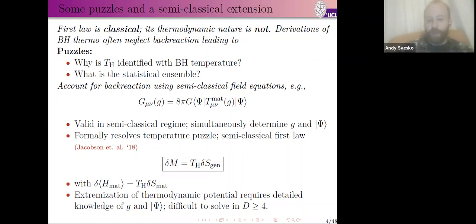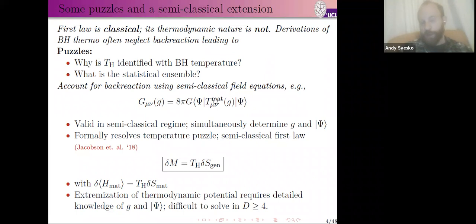And this leads to a number of puzzles and actually begs the question of whether your interpretation of the thermodynamics of a black hole is accurate, whether it's valid. So if you want to study the whole problem and in principle address these puzzles, then you want to account for backreaction, and this means you have to solve the semi-classical gravitational field equations. Here I've written down the semi-classical Einstein field equations, where on the right-hand side we have the expectation value of the renormalized stress tensor of the exterior matter, and psi here is typically taken to be the vacuum state of this matter.